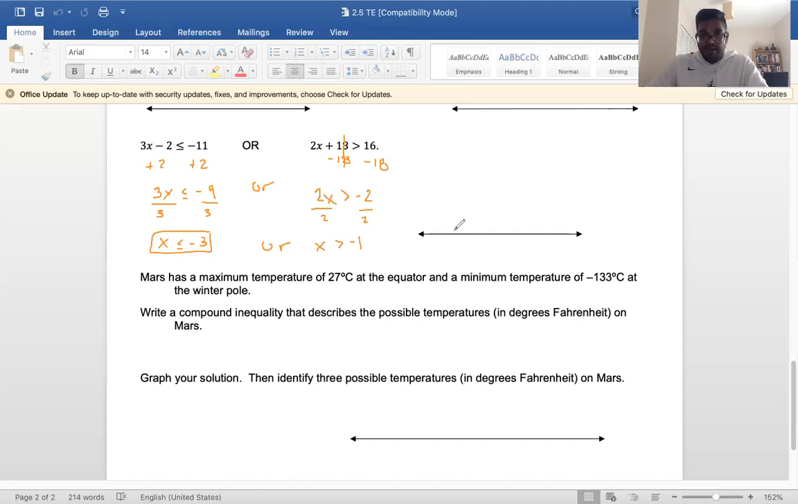We have -3 here. We have -1 over here. Open circle at -1. We have to be greater than that, so we're going to the right. Closed circle at -3. We have to be less than that, so everything to the left. And again, think about where your valid solutions would be on this. There would be over here and over here.